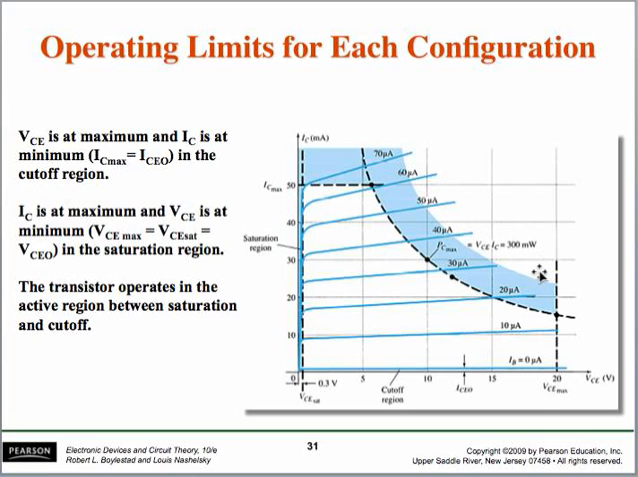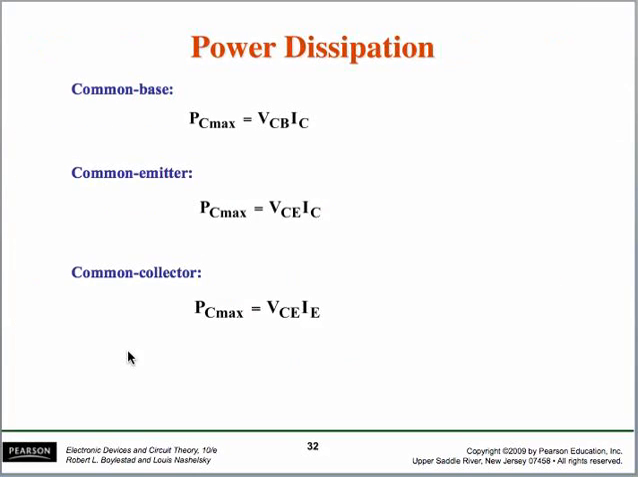If you operate your transistor outside of the active region, in this region here, it will operate outside its safe operating region, because here the transistor is operating beyond its recommended current, recommended wattage, recommended power dissipation. Power dissipation for common base is VCB multiplied by IC. Power is V times I. So for common base, VCB times IC. For common emitter, VCE times IC. Common collector is VCE times IE.